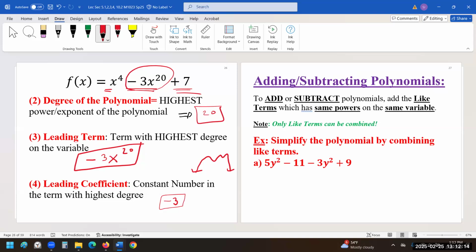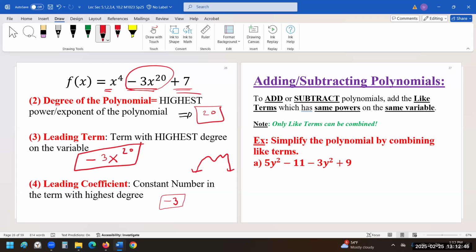So to add and subtract polynomials, we add and subtract their like terms. That's it. For example, here, we have 5y squared and then negative 11. 5y squared, negative 11, are they like terms? They are not, right? Because they don't have the same variable. Like terms means they have to have the same variable with the same power. 11 doesn't have any variable, so I cannot combine these two.